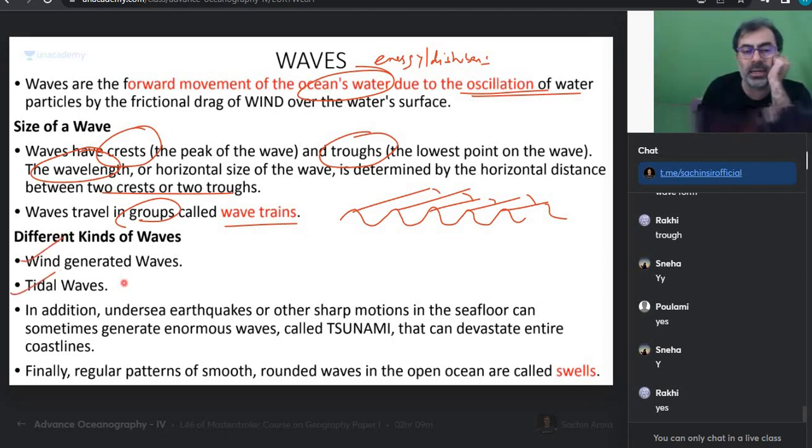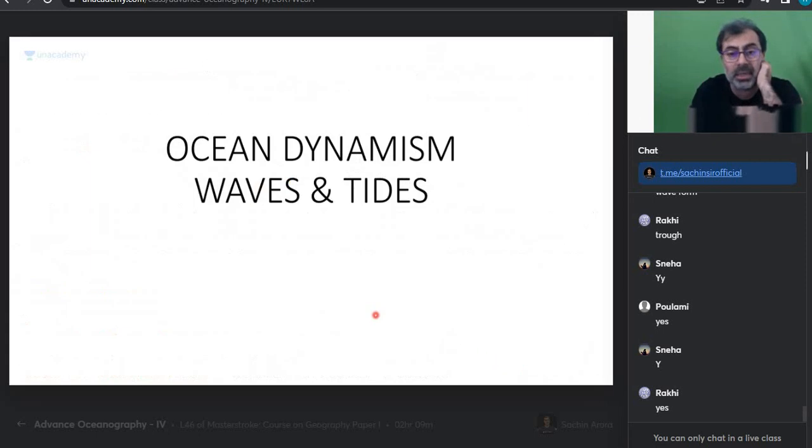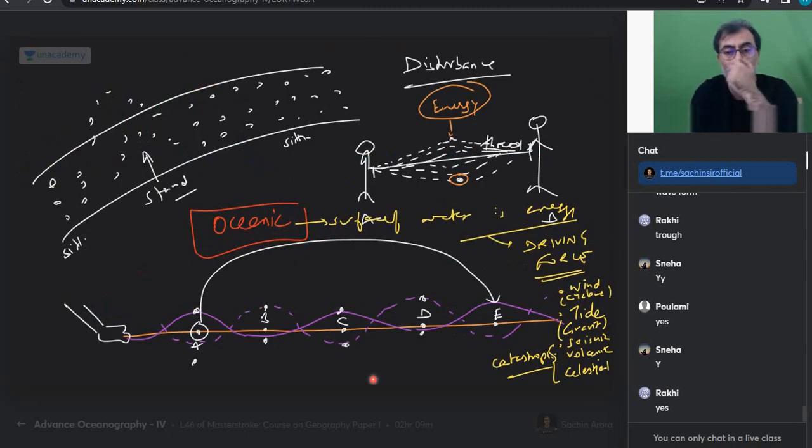So not just one wave, but a battery of waves is traveling. Wind generated, tidal, I told you the gravity of sun and moon. Additionally, catastrophic event can also be there. And finally, regular pattern of smooth rounded waves. Very smooth and rounded waves. These are called swells. Is everyone okay? और सर्फ क्या होता है? सर्फ मैंने 3 बताए थे ना. I told you 3. What is surf?